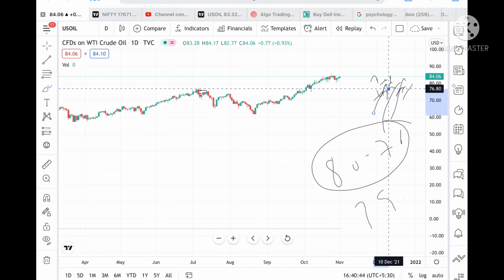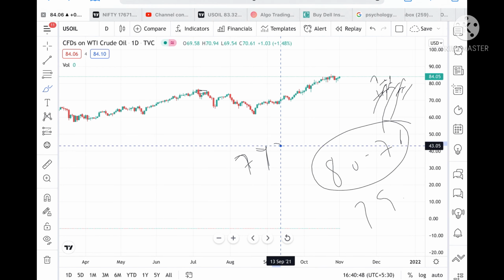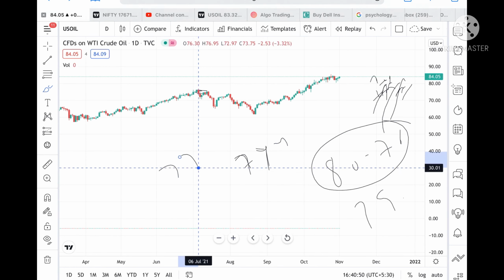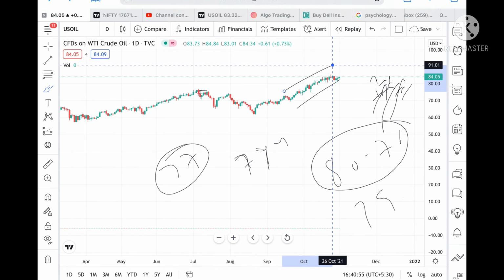Because once the price comes close to 77, it is a 7-year high or 5-year high. We have seen a 7-year high in the price of crude, and once this 77 is crossed, we have seen a sharp movement upside in crude.